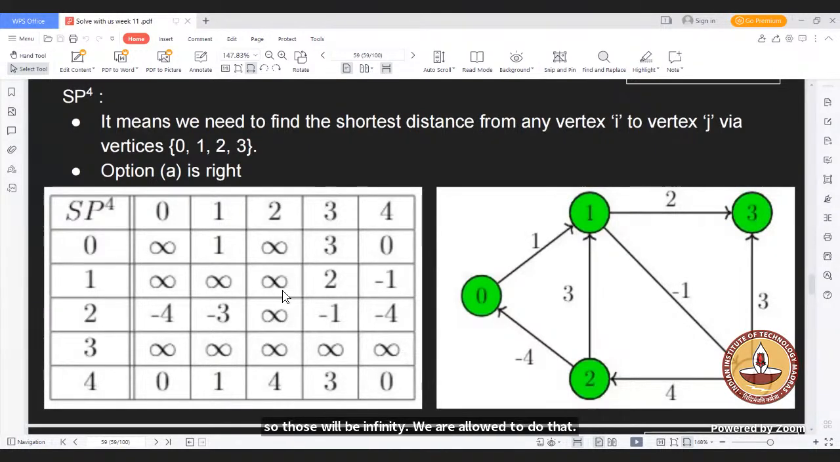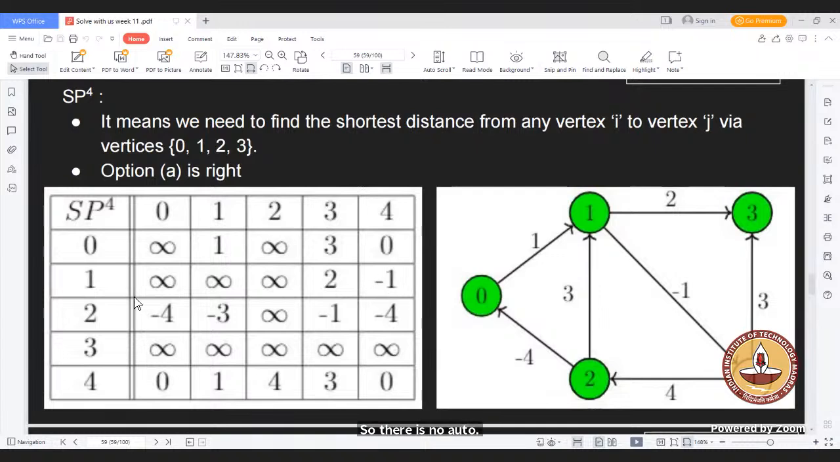So since these three are again infinity, we can go from 1 to 3, which is 2 units, and 1 to 4 also we can go. There is only one path, so we can go from 1 to 4 via this path, which is -1.